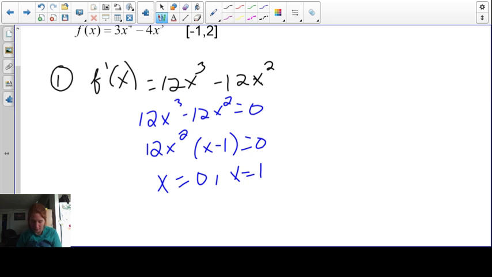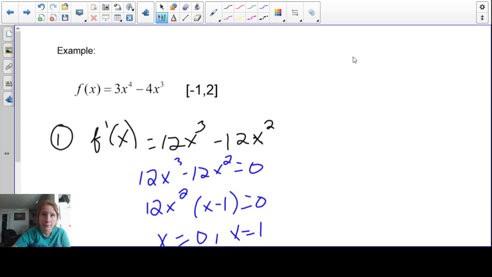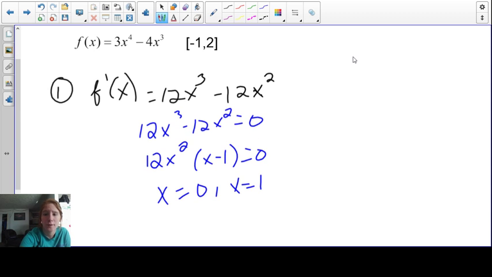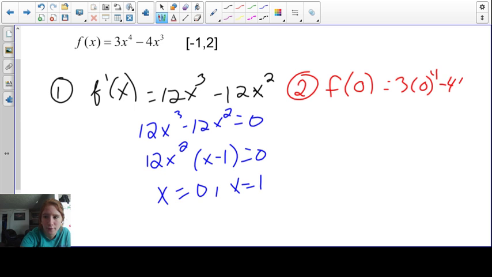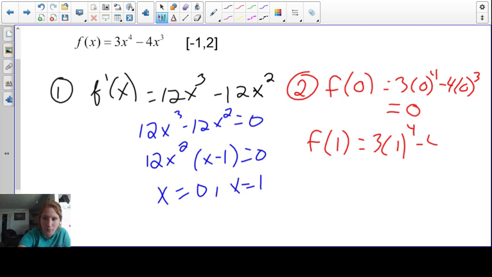Step number 2 tells me to evaluate each critical point of f. I'm going to do that next to it. So I'm going to have f of 0, which is 3 times 0 to the 4th minus 4 times 0 cubed, which gives me 0. And then I take f of my other one, which is 1. So it's 3 times 1 to the 4th minus 4 times 1 to the 3rd, which will give me -1.